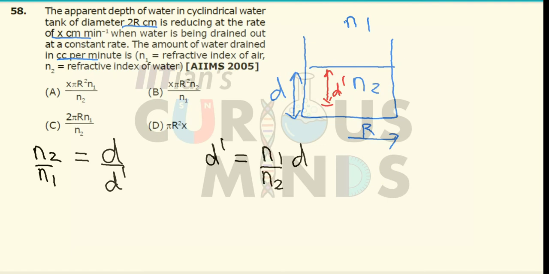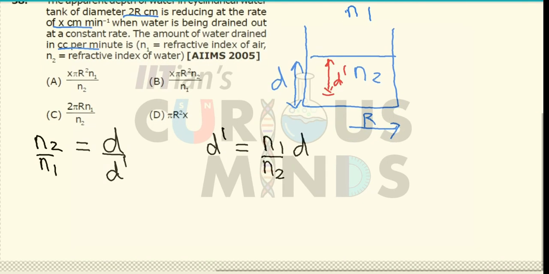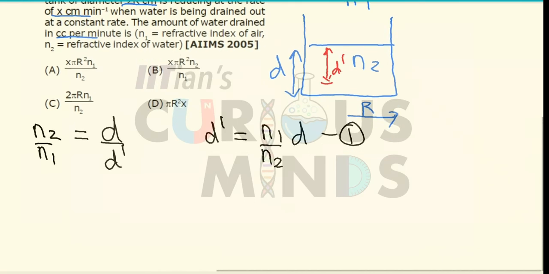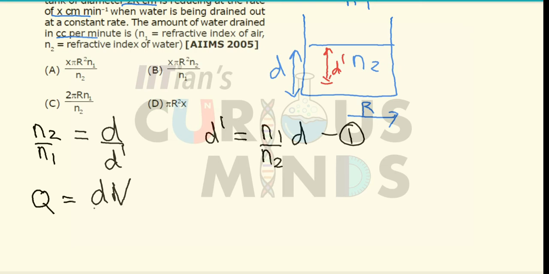Now they have asked the amount of the water drained in cc per minute, that is, the actual amount of the water that is drained. Let this be equation number 1, I will use this later. The water that is drained per minute, Q, means the actual volume of the water that is drained per unit time, that is cc per minute.